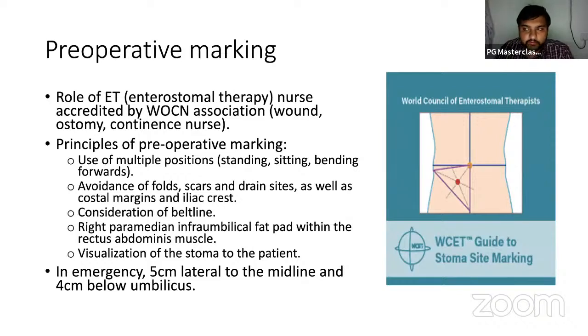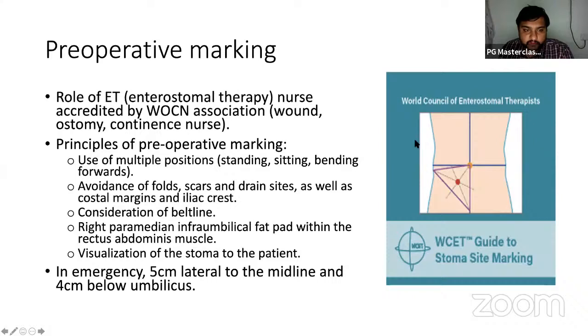For end colostomy, usually when done in non-emergency procedures, there is a role of the enterostomal therapy nurse, usually accredited by the Wound Ostomy Continence Nurses Society. There are principles of preoperative marking which are followed. In this, I have shown an ostomy triangle formation. One of the landmarks is the umbilicus. The other landmarks are the topmost point at the transtubercular plane, the maximum point of the pelvic bone at the iliac crest, and the pubic symphysis. From these three, perpendiculars are drawn to the opposite edge, and a triangle is formed. The point of intersection or the midpoint of this triangle is the usual site where the stoma can be made.